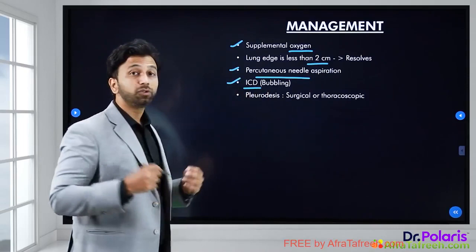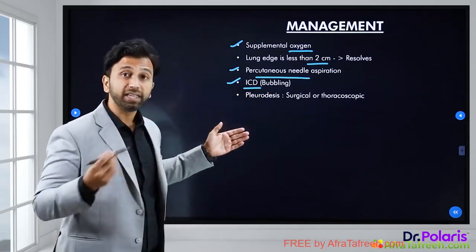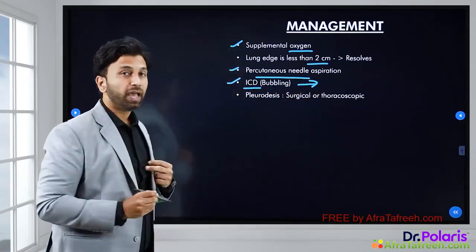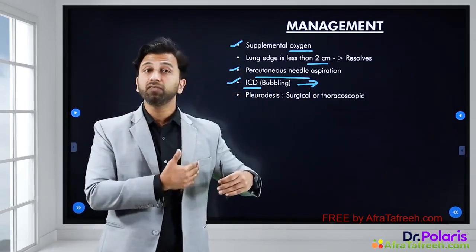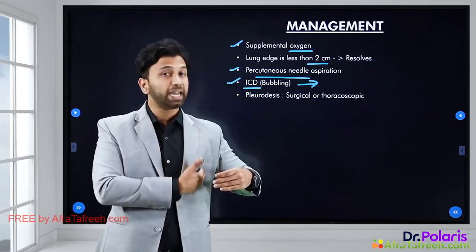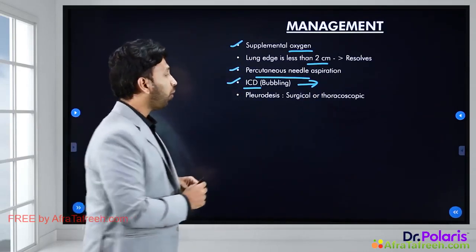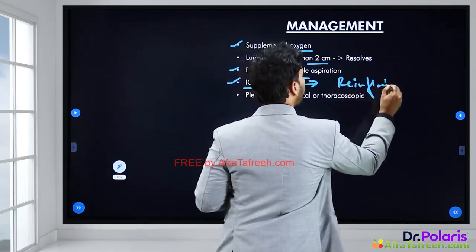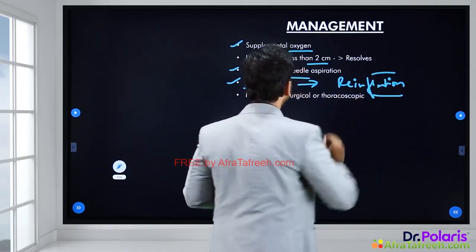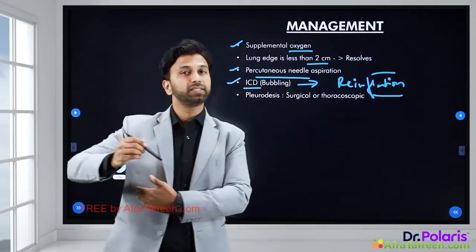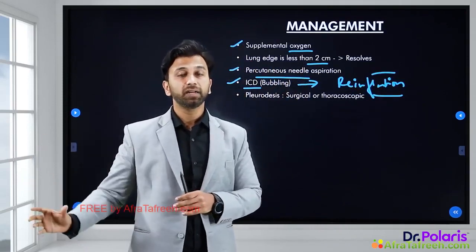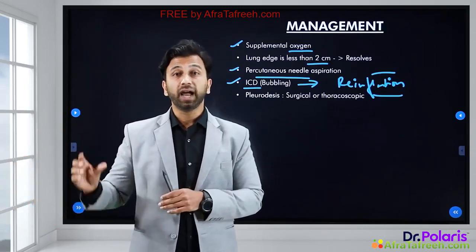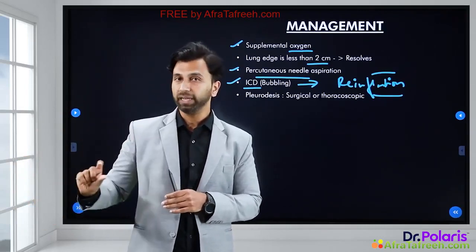If there is a huge accumulation and if it can be drained easily, intercostal drainage is the option. An intercostal drainage tube is put between the 4th, 5th or 6th rib in the mid-axillary line, and you watch for reinflation of the lungs along with the bubbling. Now this ICD tube is connected to a Heimlich valve or an underwater seal. Now this underwater seal has to be watched for the occurrence of bubbling.